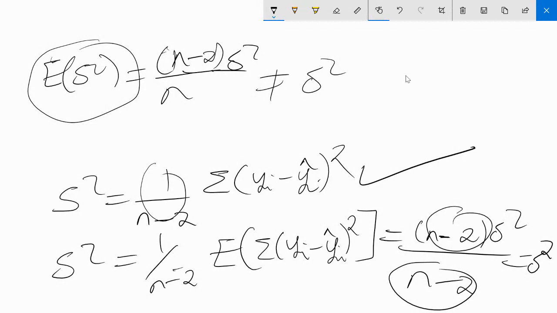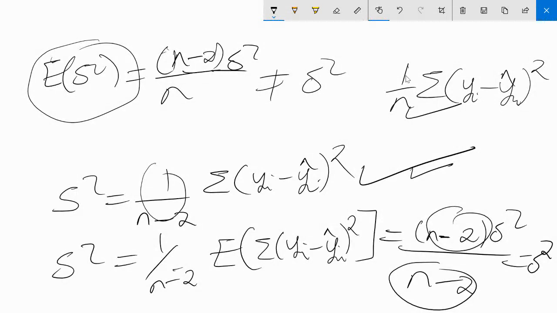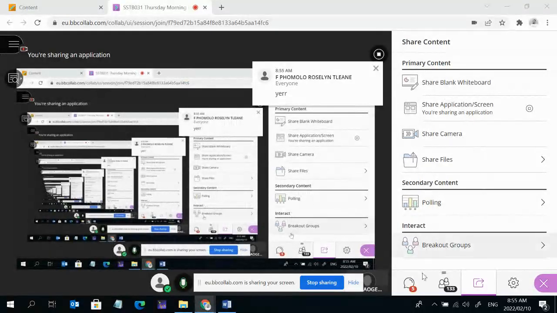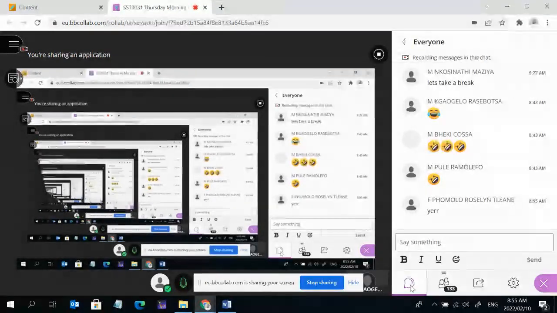That's why we are using this one, not the one where we are dividing by n, because this one is biased. So instead of using this, we go with this one because it's unbiased. I hope it's clear.